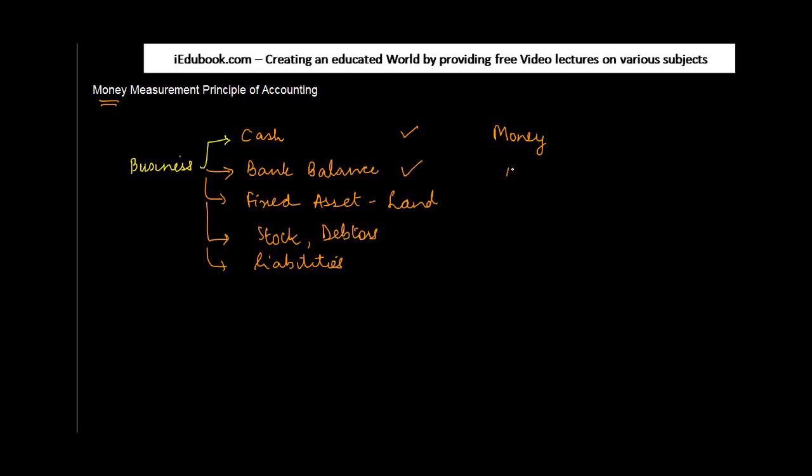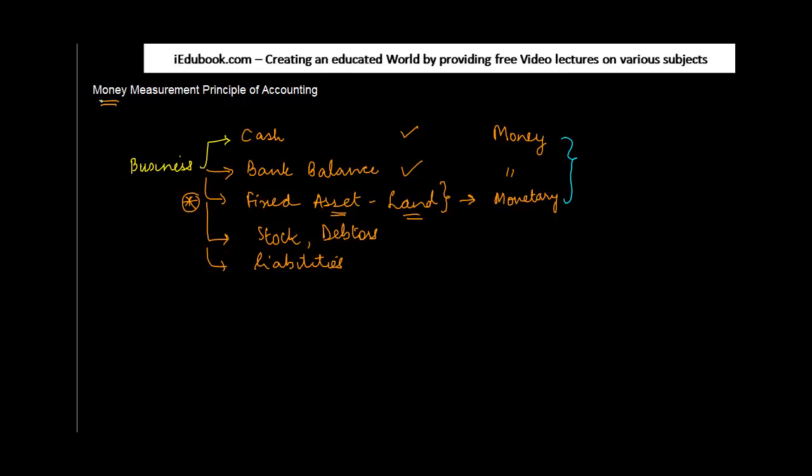When we talk about bank balance, again it's money itself. But when we talk about land, can you show a land in your balance sheet? No. Why? Because land is an asset, and unless and until we know what is the monetary value of this, so we need to know the monetary value of land. So asset in kind cannot be recorded in the financial statement, right? Which requires that an item should be expressed or should be capable of being expressed in monetary terms, right?